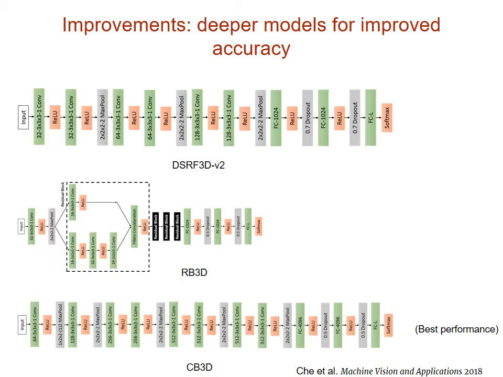To do this, we first published two subtomogram classification neural network models at ISMB, which is the top computational biology conference. And then we further published three improved models in a journal called Machine Vision and Applications.